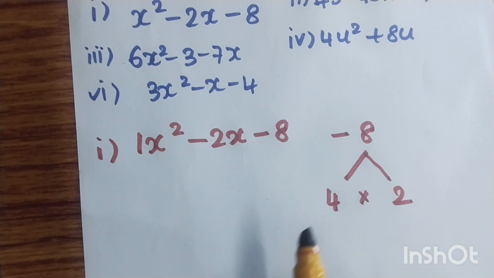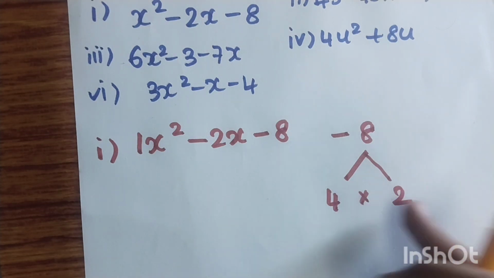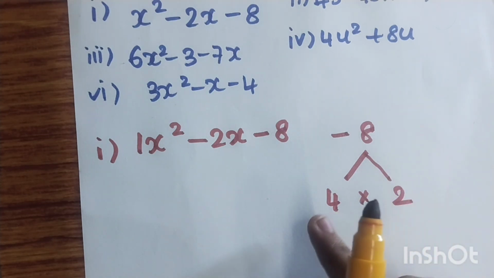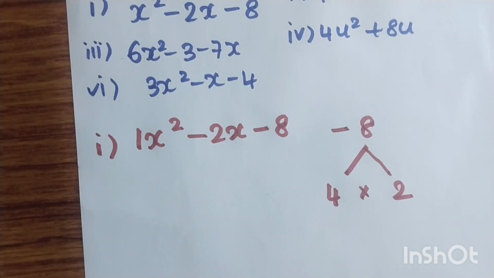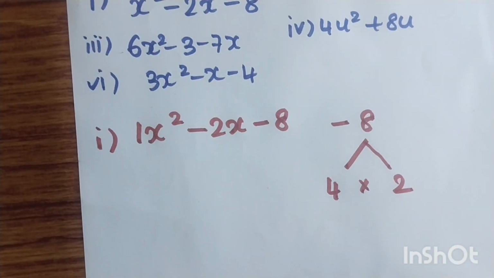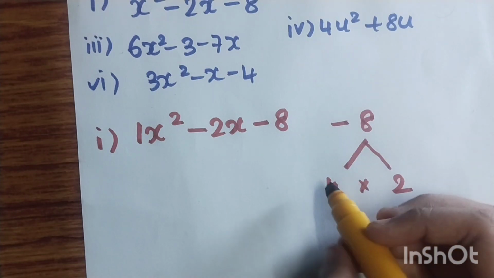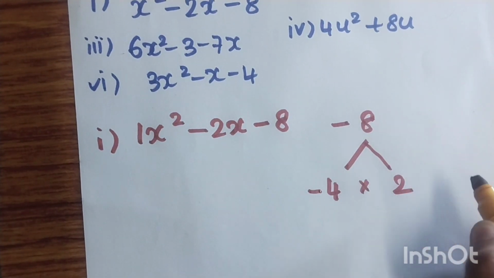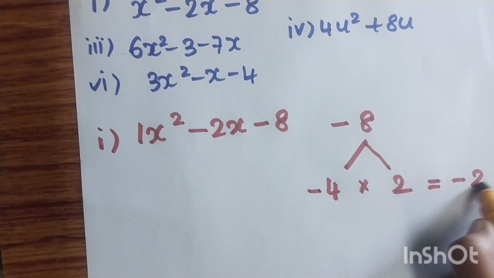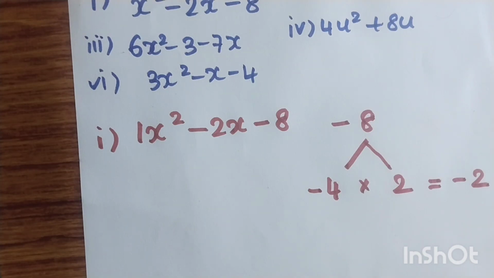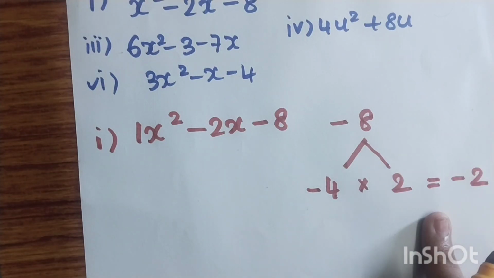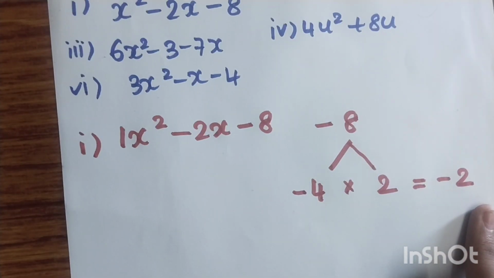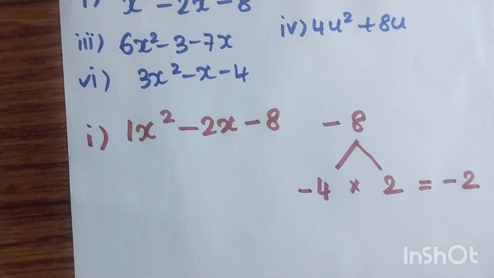If I put the minus sign to either 4 or 2, I'll be getting minus 8, but for minus 2 I have to put it on the greater number. So I'll be putting the minus here, so I can get minus 2. So both my conditions hold: minus 4 into 2 is minus 8, and minus 4 plus 2 is minus 2. This is splitting the middle term.